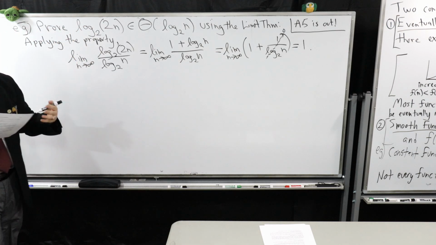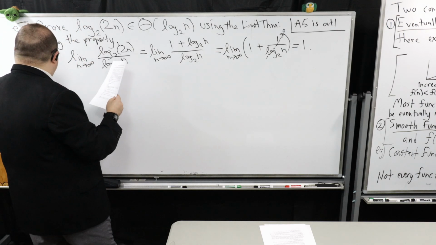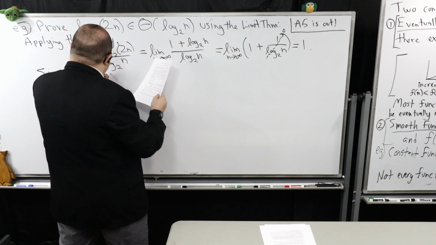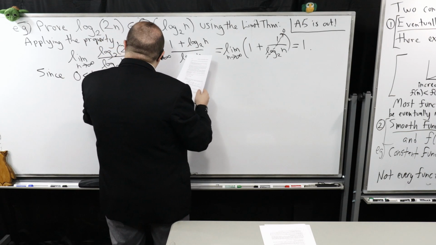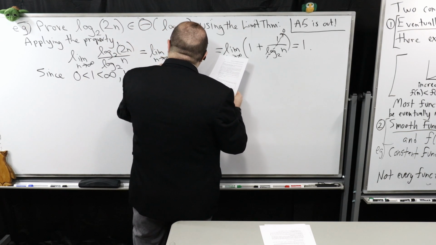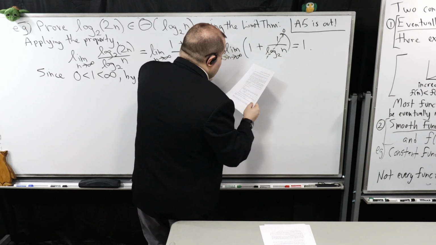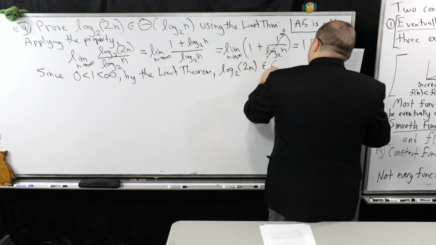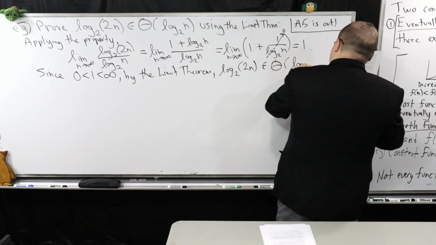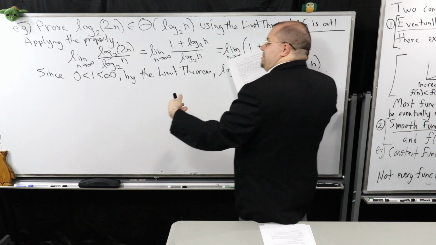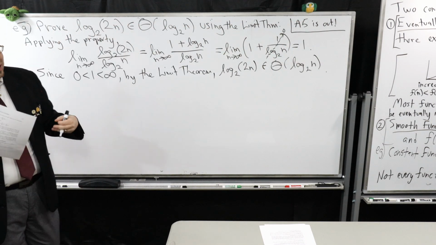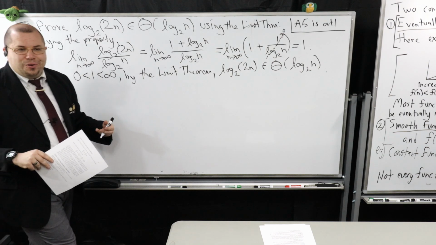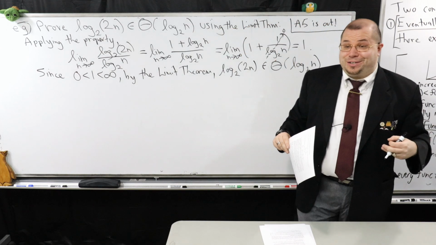So you thought that calculus would just go away. It's very useful sometimes. Since 0 is less than 1 is less than infinity, by the limit theorem, log base 2 of 2n is big theta of log base 2 of n. And since I already told you that logarithmic functions are eventually non-decreasing because they're increasing functions, this is sufficient for a proof that log base 2 of n is a smooth function.